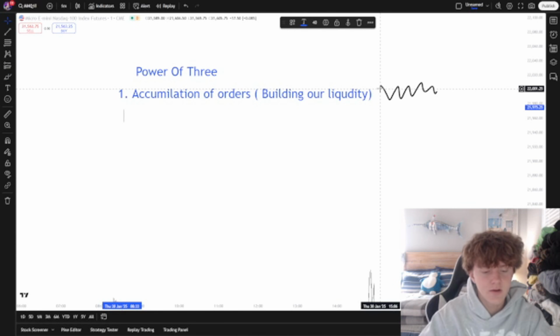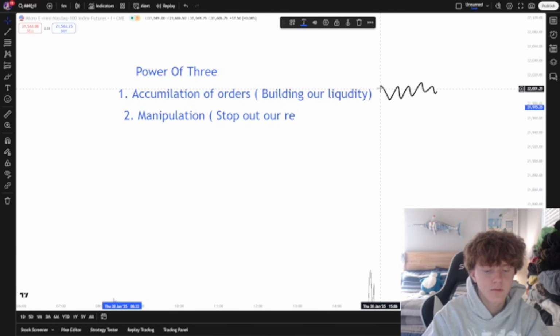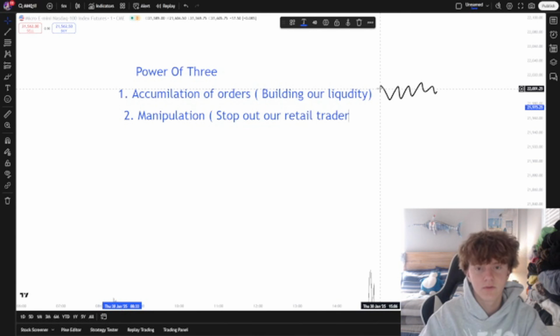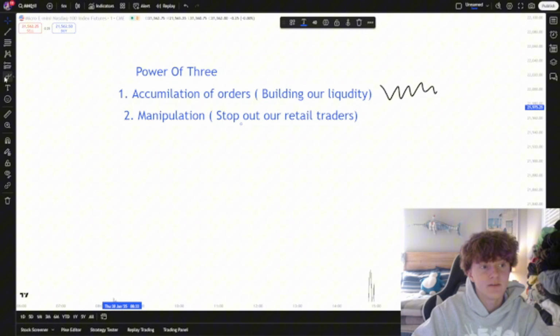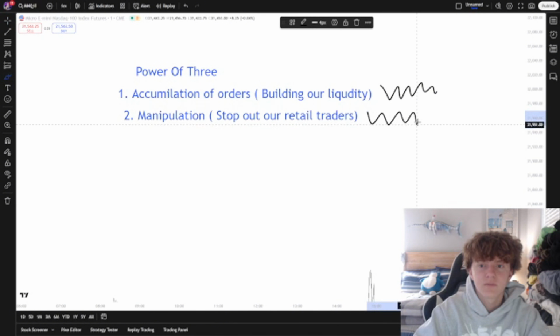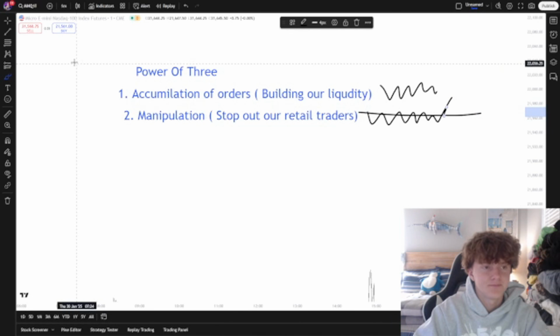Our second step here is going to be our manipulation. And that's going to be where we stop out our retail traders. I'll show you guys what that is here in a second, but that looks like something like this when we break out of that consolidation to the upside.